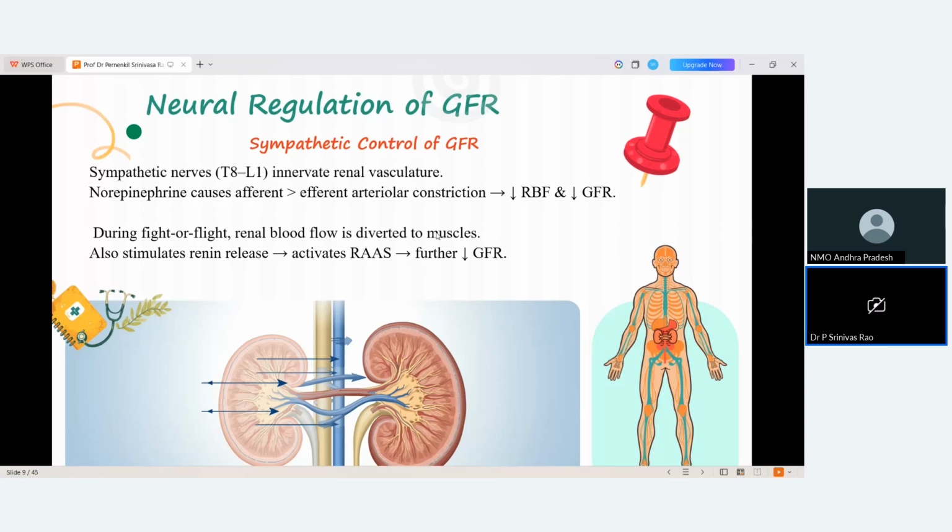The RAS system can be asked in CVS. It can be asked in renal also. Remember, it can be asked in hormones also. So it is important for both paper 1 as well as paper 2.